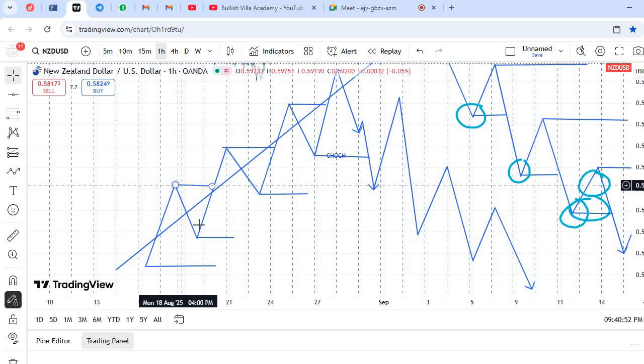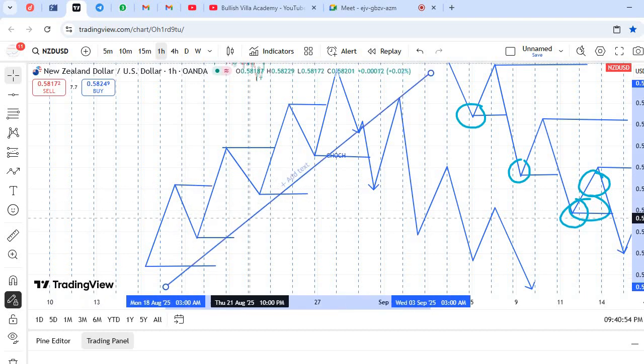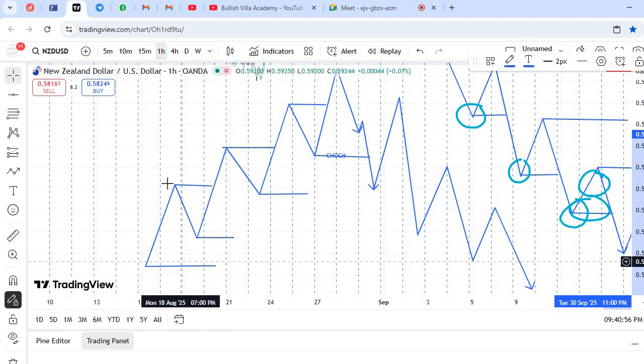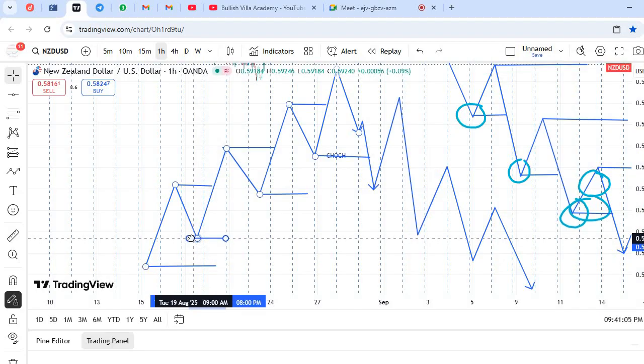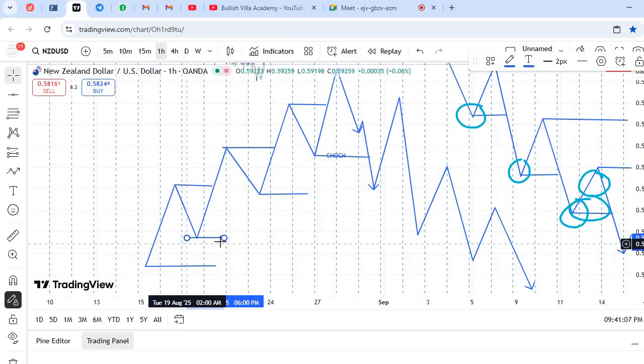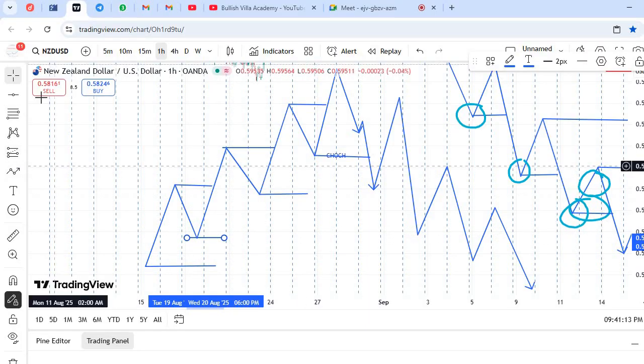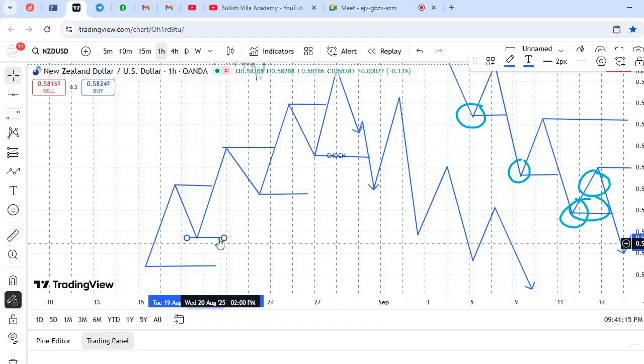Higher high, higher low. Let me remove this. So higher high, higher low, higher high, higher low. So now this higher low stopped here, then it started going up. So this higher low can also be your support, because you can take your buy from here. So higher low is your support.